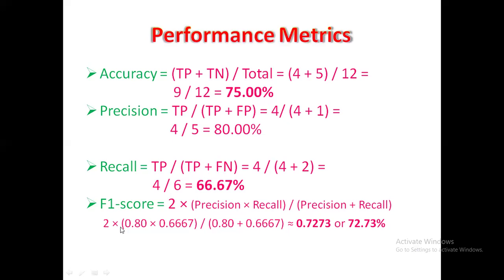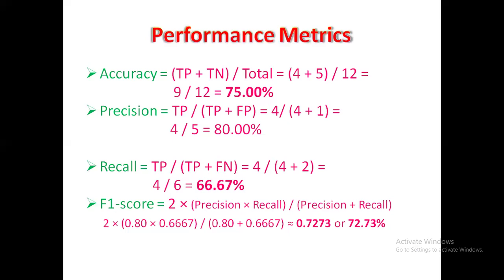Next, the final important measure is the F1 score. The F1 score is the harmonic mean of precision and recall, providing a single metric that balances both. It is especially useful when dealing with imbalanced data sets. Using the calculated precision, that is 0.8, and recall, 0.667, the F1 score is given by the formula 2 times precision times recall divided by precision plus recall. By substituting all the values, we are getting 0.7273 or 72.73 percent.